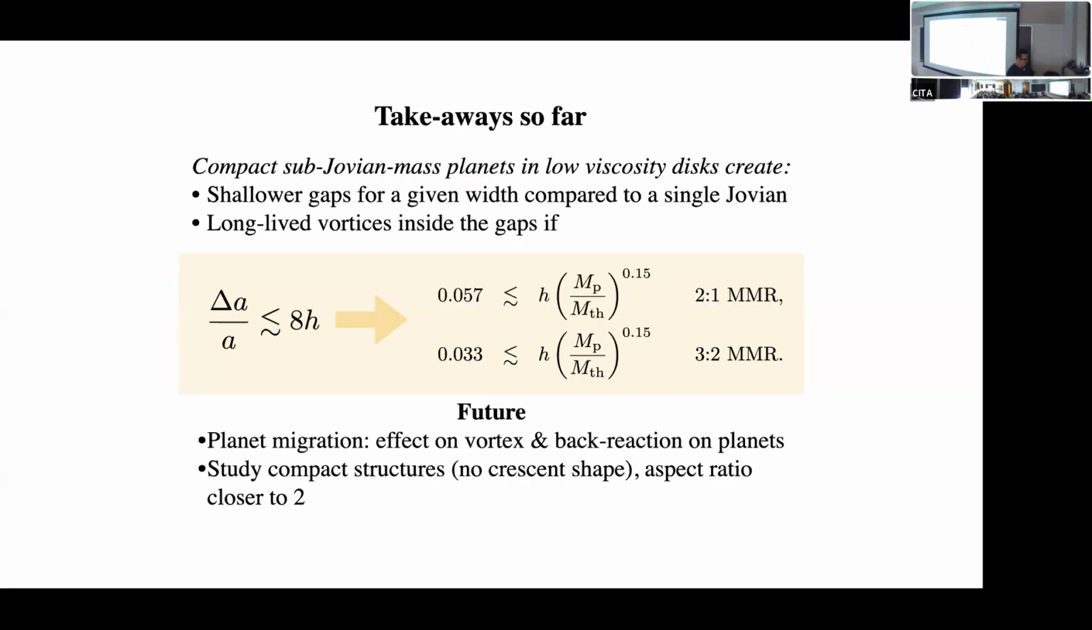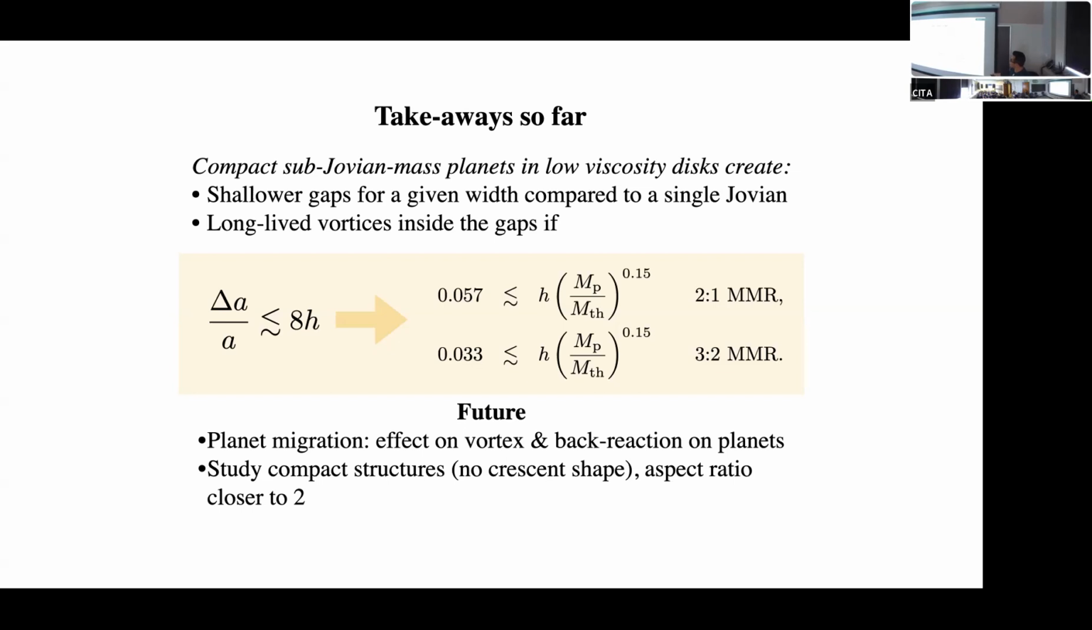Okay, so the takeaways at this point are that we show that compact subjovian mass planets, I've been calling these Neptunes, in low viscosity disks create both shallower gaps for a given width compared to a single jovian, just because they have lower masses, and long-lived vortices inside the gaps if the relative spacing is below 8 times the aspect ratio. To convert these to period ratios, it has a very weak dependence on the mass.